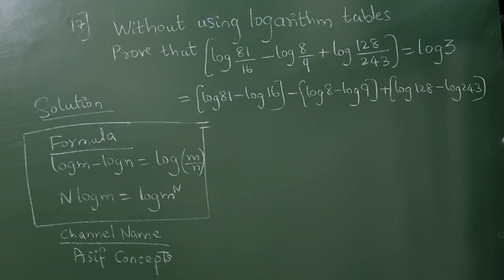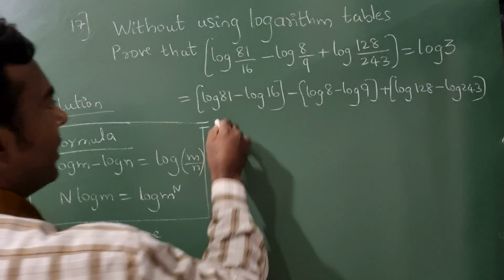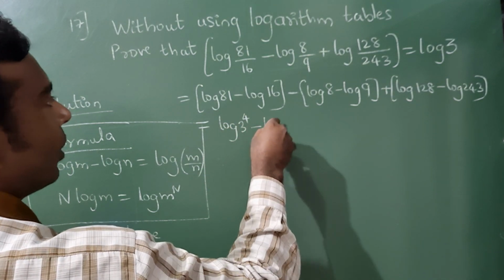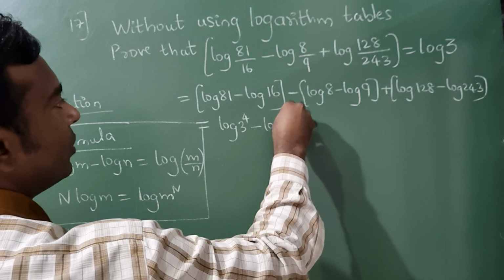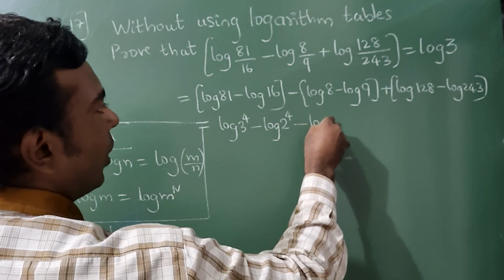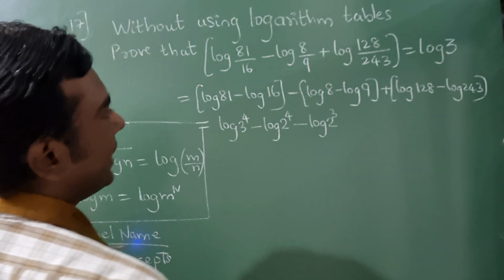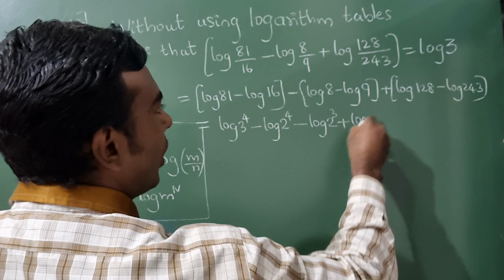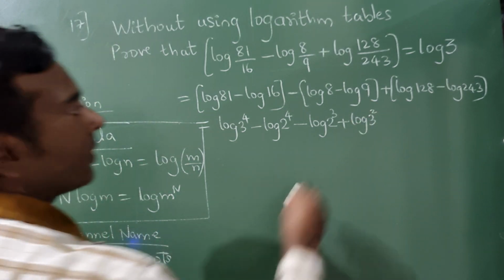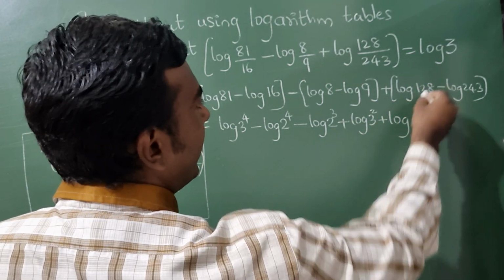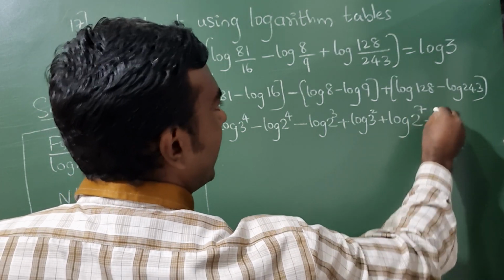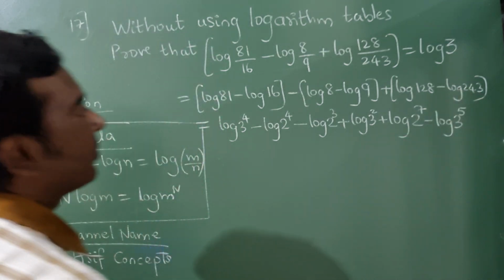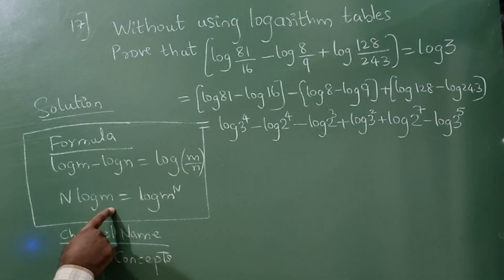Okay. Now next, log 81 can be written as log 3 raised to 4, minus log 16, which can be written as 2 raised to 4, minus log 8, which can be written as 2 raised to 3. Minus into minus is plus. 9 can be written as log 3 square, plus log 128, which can be written as 2 raised to 7, minus log 243, which can be written as 3 raised to 5.